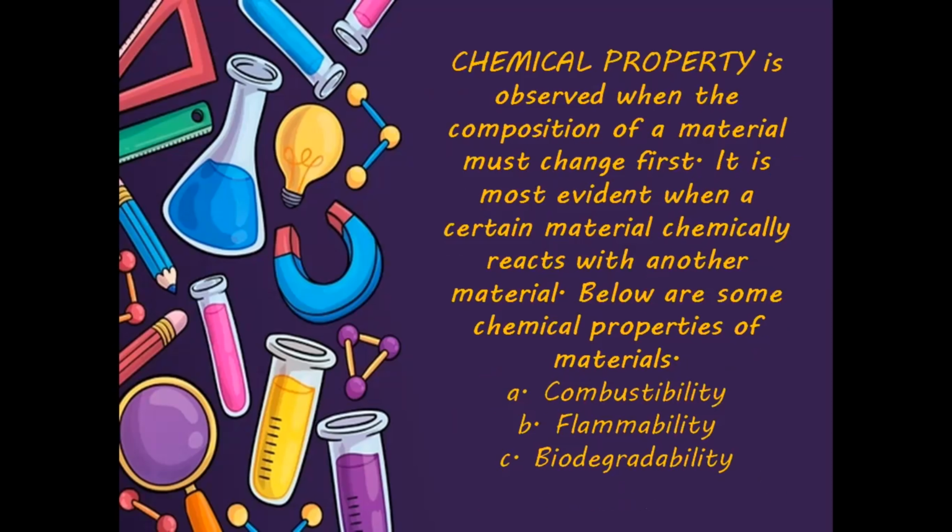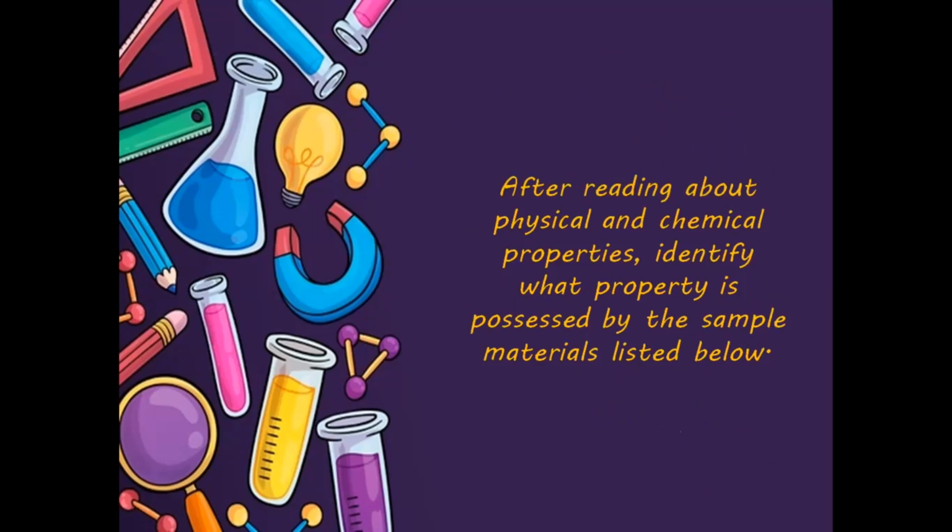Next, we're going to talk about the chemical property. Chemical property is observed when the composition of a material must change first. It is most evident when a certain material chemically reacts with another material. So, below are some chemical properties of material. Combustibility, flammability, and biodegradability. Combustibility and flammability, ito yung kakayahan ng material na masunog o mag-create ng apoy. Biodegradability, ito yung kakayahan ng material na mabulok. So, biodegradable.